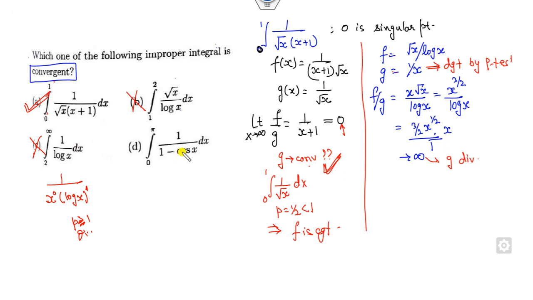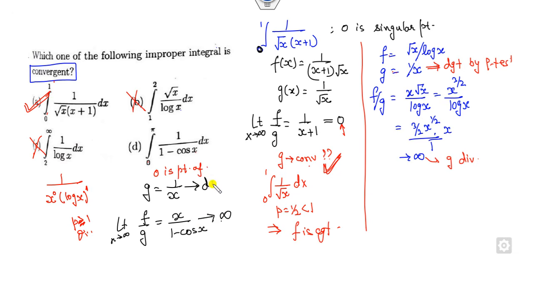What is that? 1 minus cos of... what is the point of discontinuity? When it's 0, cos 0 is 1. So 0 is the point of discontinuity. So once 0 is the point of discontinuity, I can take g as only x. So what is f over g? If I take x over g, it is 1 minus cos x. What is the limit as x approaches 0? So it's infinity over... what is that? It's undefined. So it will go to infinity. So once it is infinity, this is divergent. So therefore this is divergent. Only A is the correct answer of this problem.